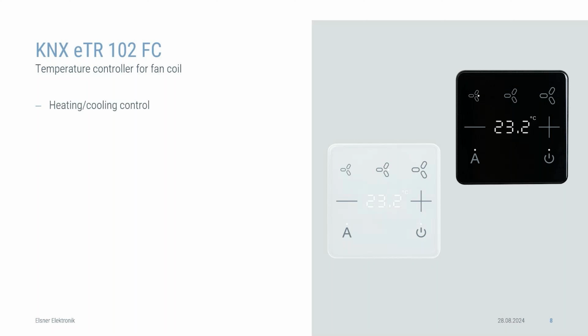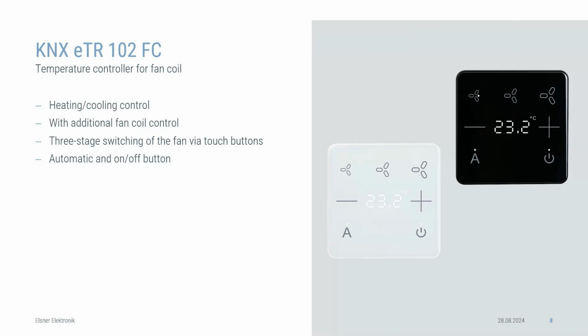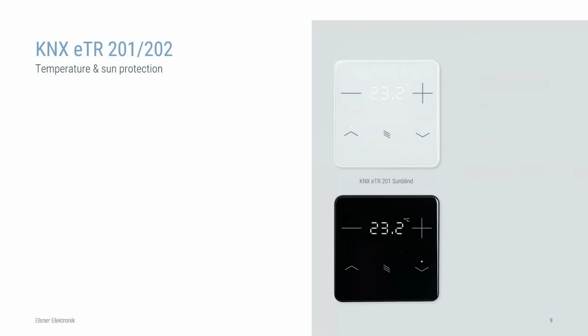So let's get into detail. It's a device that can be used for the heating and cooling control, but also for the fan coil control, so you can use it for the ventilation. We have the three-stage switching of the fan via the touch buttons. Also the automatic on and off button if you have the automatic mode activated.